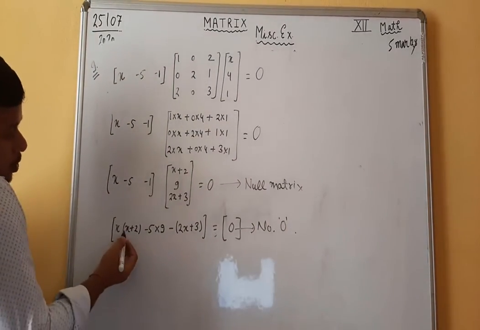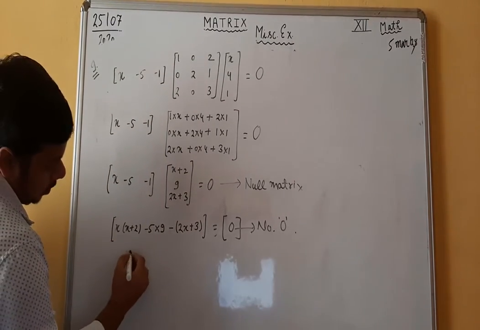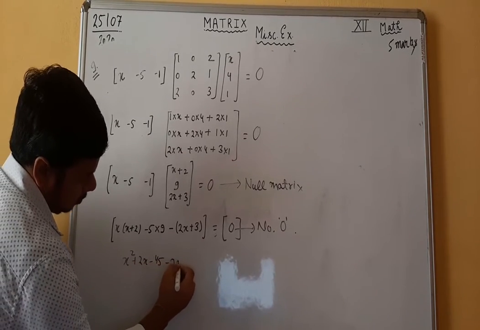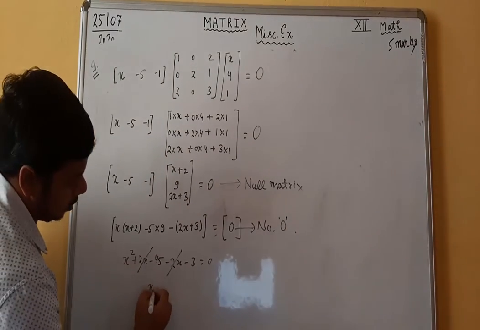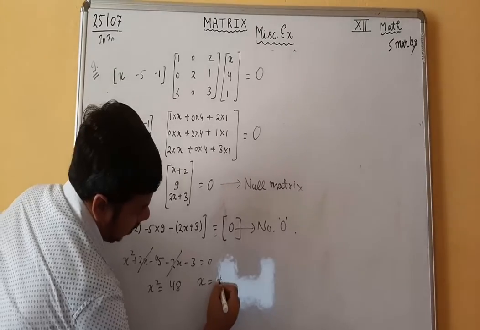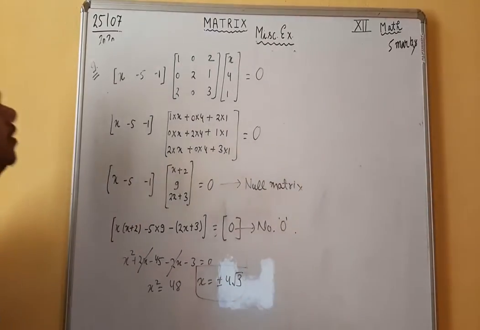Now by the definition of equality of two matrices, corresponding entries will be equal. So x square plus 2x minus 45 minus 2x minus 3 is equal to 0. 2x is cancelled out by 2x. x square is equal to 48, means the value of x is plus minus 4 under root 3. This is the answer.